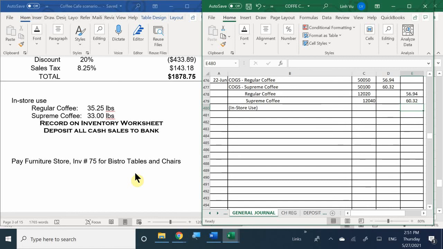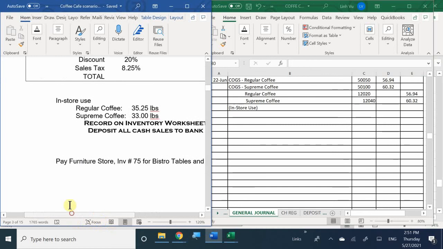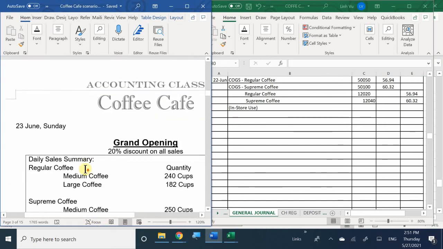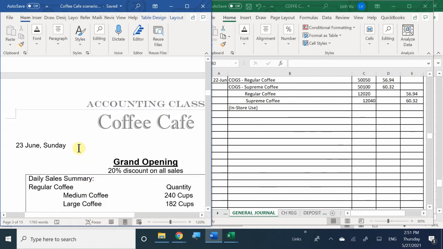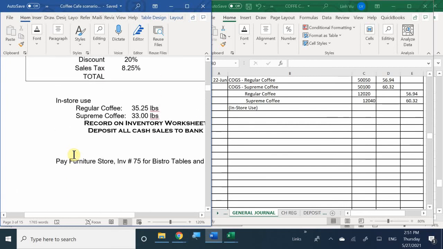All right. So I think we have time for one more. I'll do this one. We're going to pay the furniture store on invoice number 75 for a bistro and chairs. Hold on, let me see. I think this transaction was supposed to be for this day, but that's okay. You could do it on the 22nd. I didn't see a date.